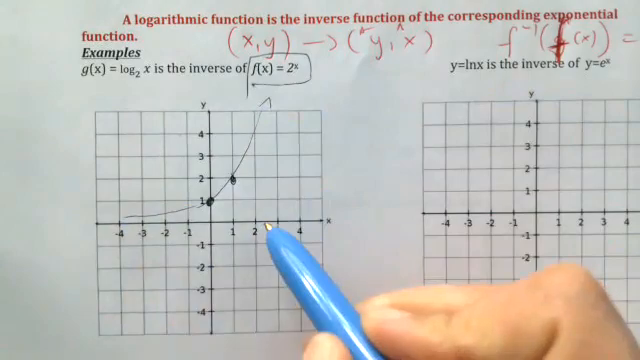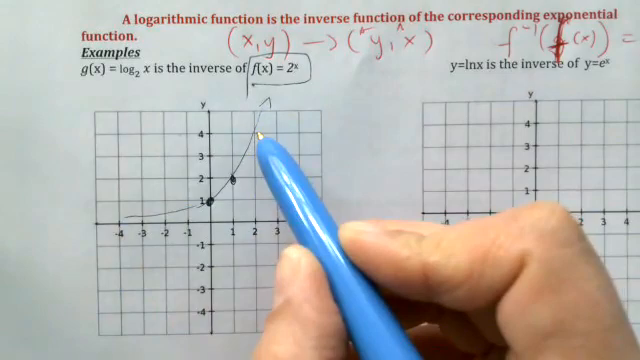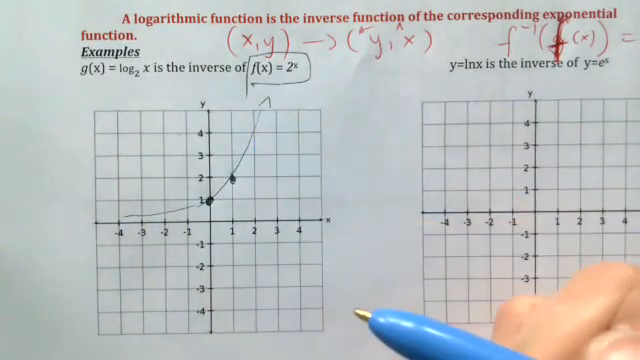The next point would be (2, 4), right? So if you choose x is 2, 2 to the 2 would be 4, and so forth. Okay.